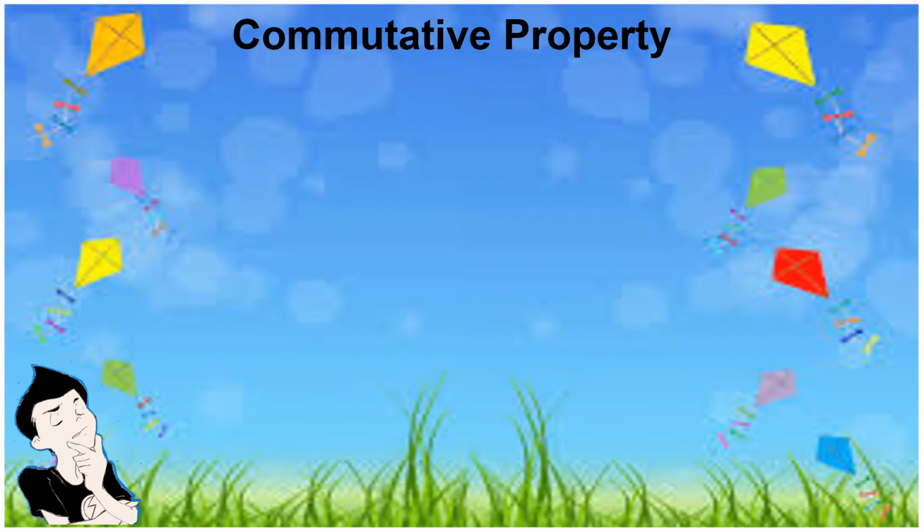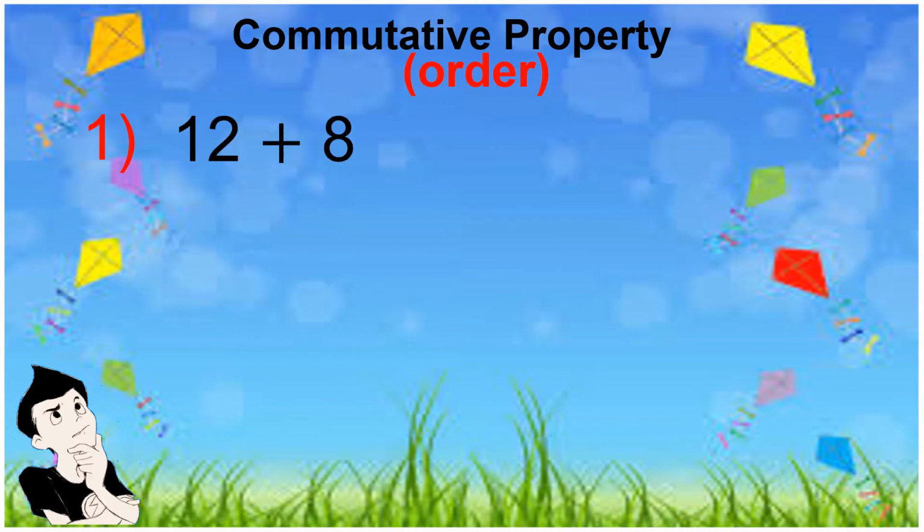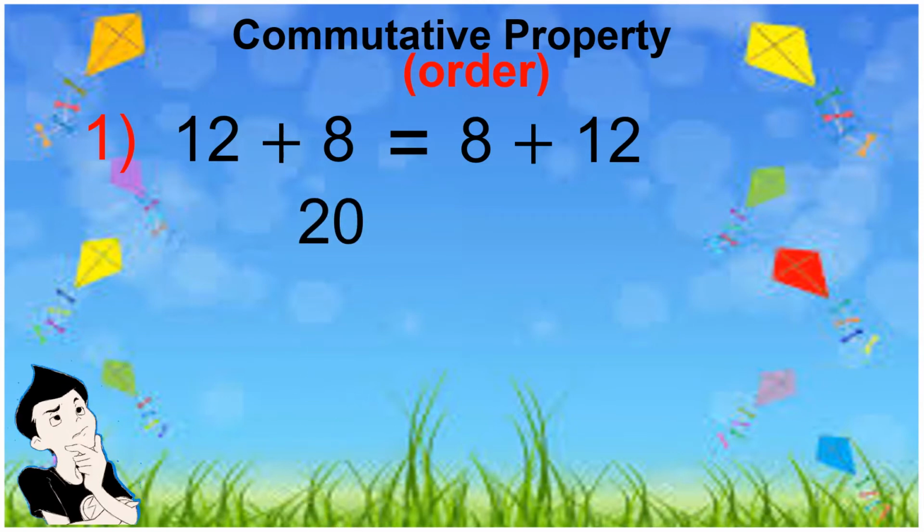Now let us have examples for commutative property. Take note that if we are talking of commutative, your keyword is order. Let us have example number 1. Supposing we have 12 plus 8. It is equal to 8 plus 12. What is 12 plus 8? Very good. It is equal to 20. How about 8 plus 12? Very good. It is equal to 20. So they have the same answer.